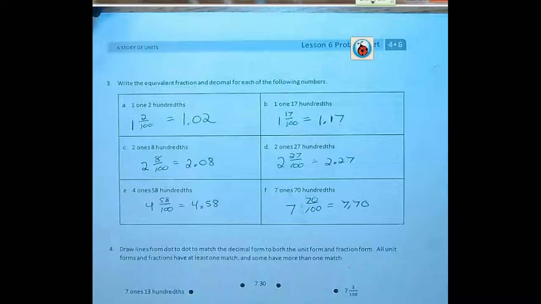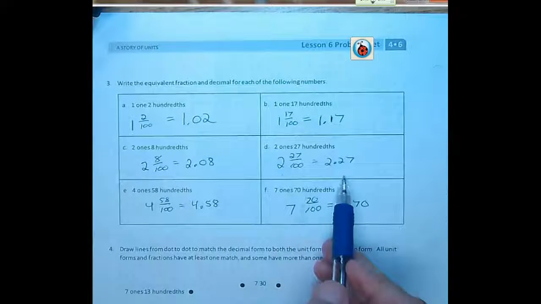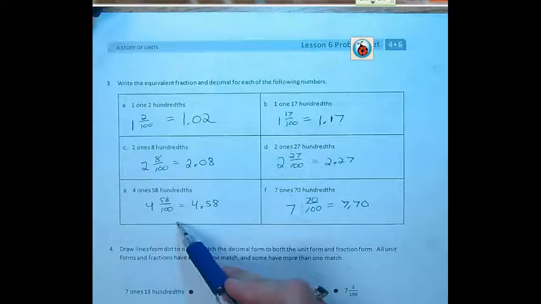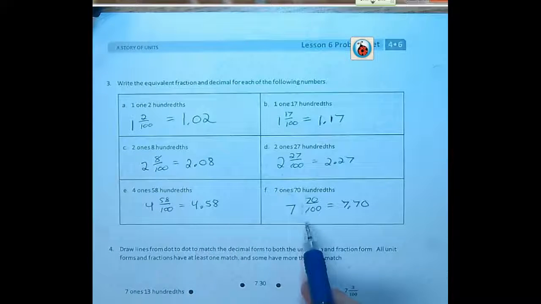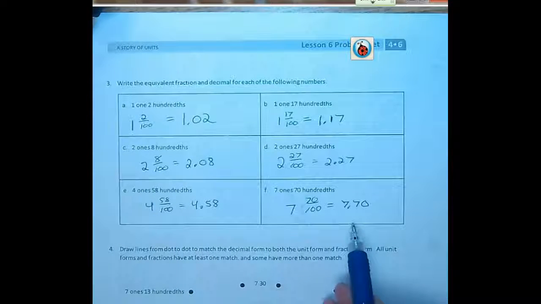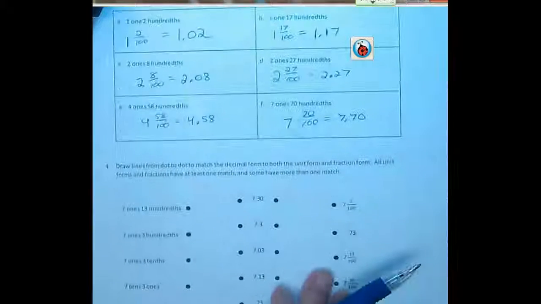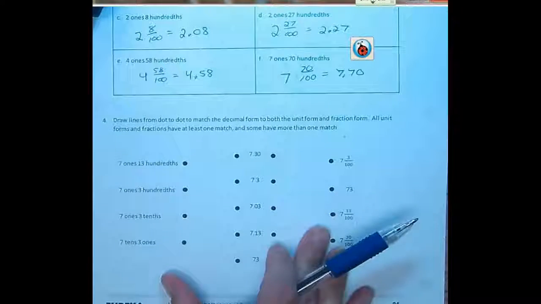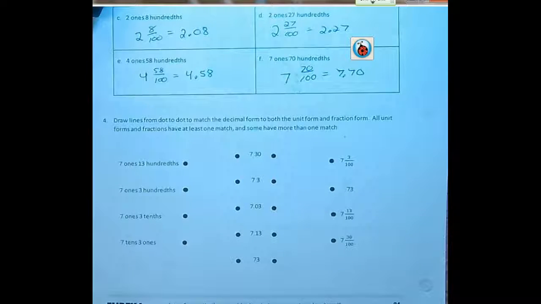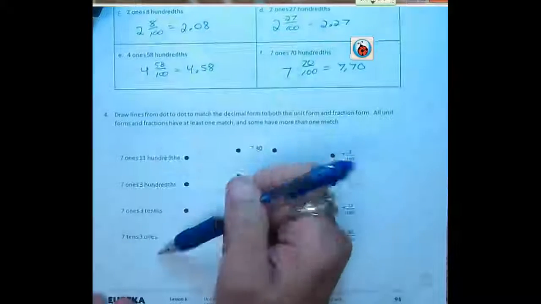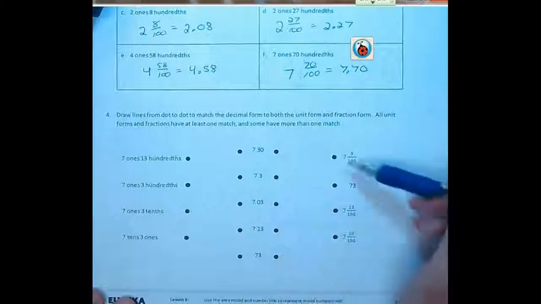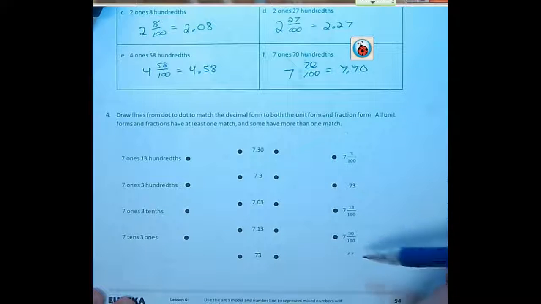All right. So you should have 2 and 27 hundredths here, 4 and 58 hundredths here, and 7 and 70 hundredths here. Okay, going down to number 4, we're going to draw lines from dot to match the decimal form to both the unit form and the fraction form. So here's our unit form, here's our decimal form, here's our fraction form. Well, they all start with 7. So it becomes a little bit trickier.